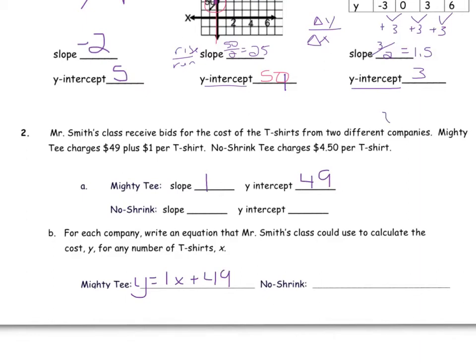The next one is tricky though, because it says that they charge $4.50 per t-shirt, so you had the $4.50 there, but they don't have anything about an upfront cost, so the upfront cost was 0. In other words, this was a proportional relationship, so we just needed y equals 4.5x. If you put a plus 0, that's perfect.